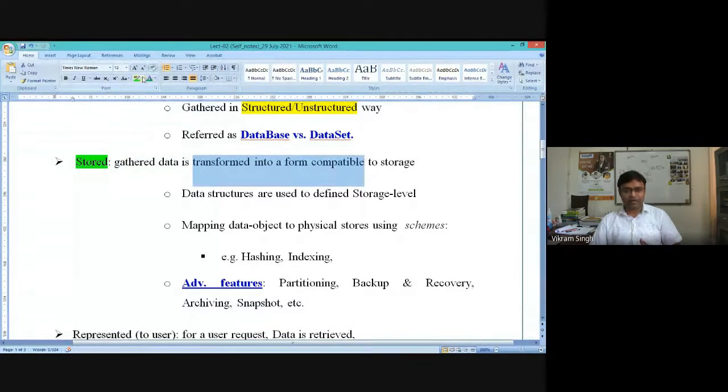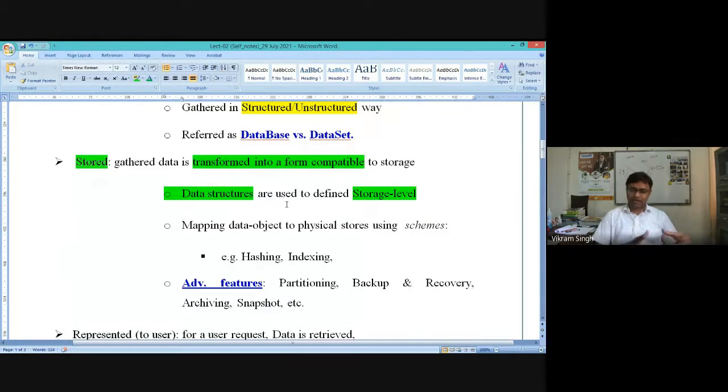And this will be done by your machine or system or database system, which we will be discussing in upcoming classes, right? So when this data is transformed, there will be an appropriate data structure available at the storage level, right? We have nothing to do with this. For each storage device, there is a data structure which is available.